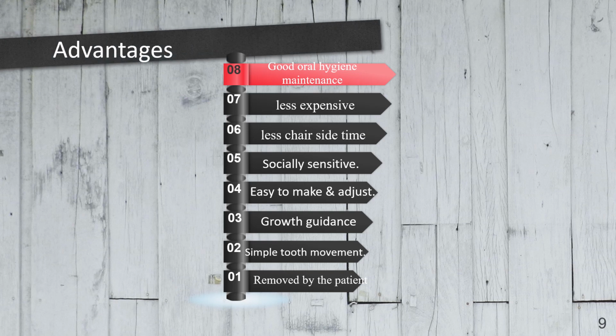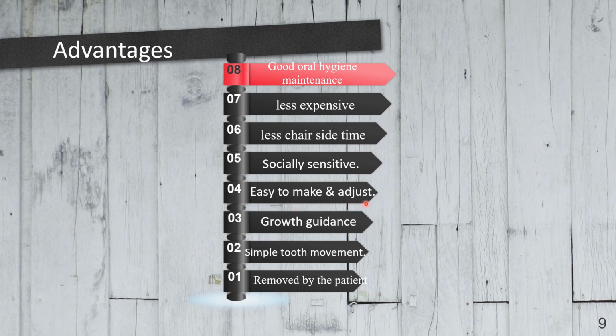The advantages of the removable appliance: first, it is removed by the patient, so it needs a highly compliant or highly cooperative patient. It provides simple tooth movement, which includes tipping, rotation less than 90 degrees, intrusion, extrusion, and guidance for the growth of the mandible in a deficient mandible, or preventing the prognathic maxilla from growing forward. It is easy to make and adjust by the dentist.